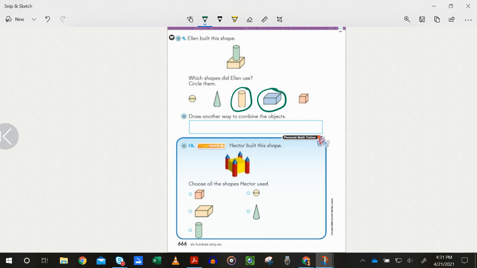And now on 10, did Hector use a cube? Yes. Did he use a rectangular prism? No. Did he use a cylinder? Yes. Did he use a sphere? No. Did he use cones? Yes. Okay, so those are the shapes that Hector used.